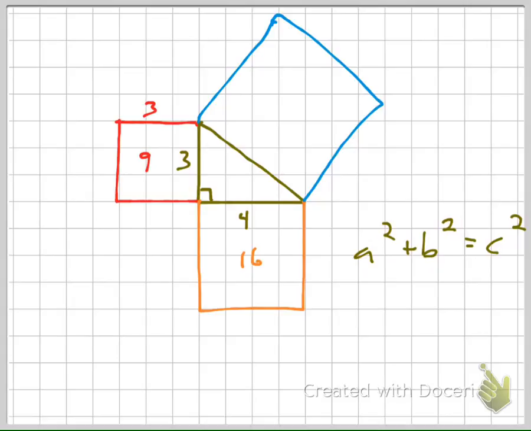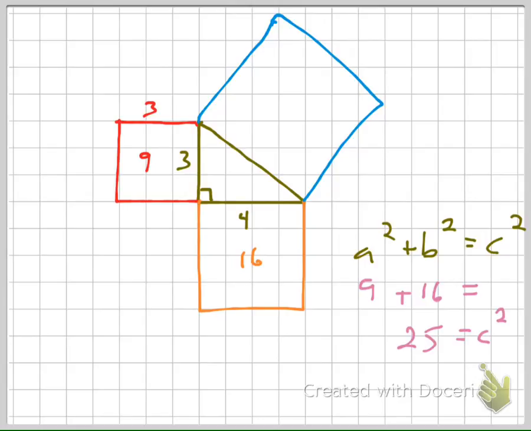So here's the deal. If A squared, that's a leg, is 9, and B squared is 16, so 9 plus 16, what is 9 plus 16? 25. So it's 25 equals C squared.